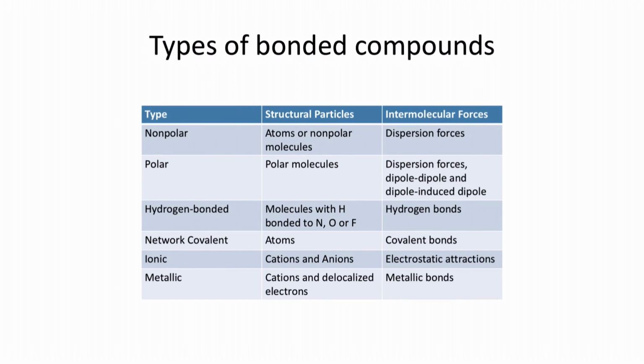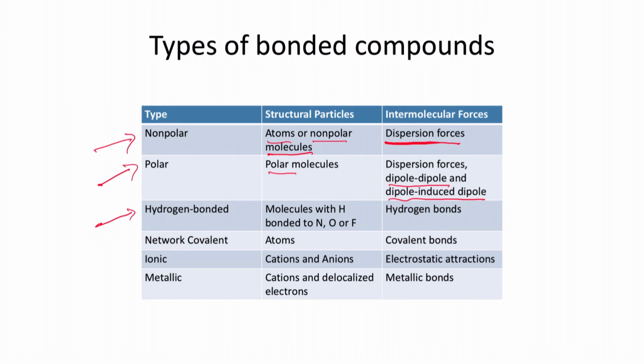So now what we're going to do is show you a picture of different types of bonded compounds. You can have nonpolar compounds that are made out of things with nonpolar bonds, for example, atoms or nonpolar molecules. And these are held together by what are called London dispersion forces or van der Waals forces. Polar compounds have polar bonds in them, so polar molecules. They still have dispersion forces, but they also have this new thing called dipole-dipole or dipole-induced dipole interaction. So these are attractions between things that already have a permanent dipole moment associated with them.